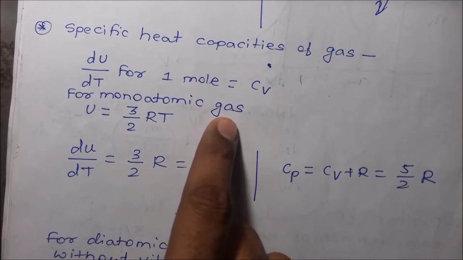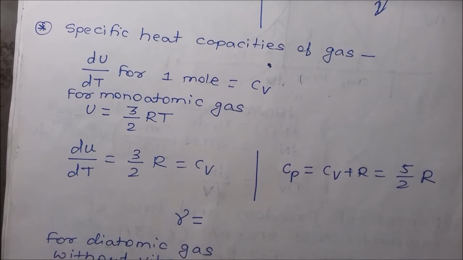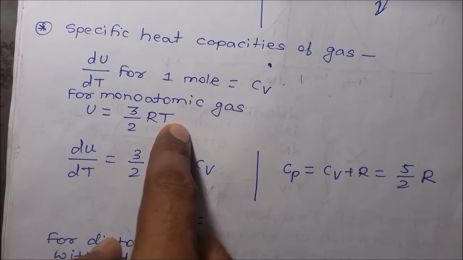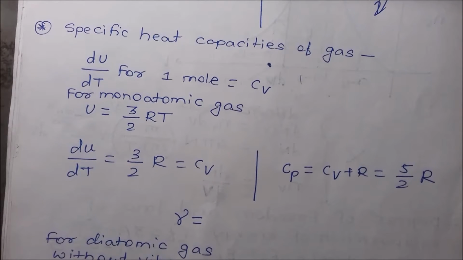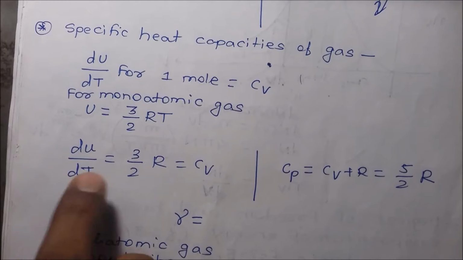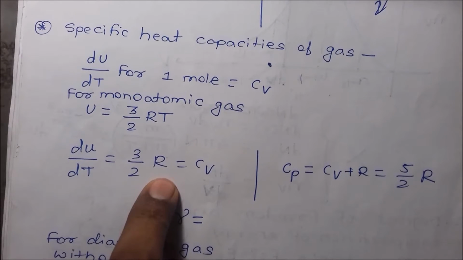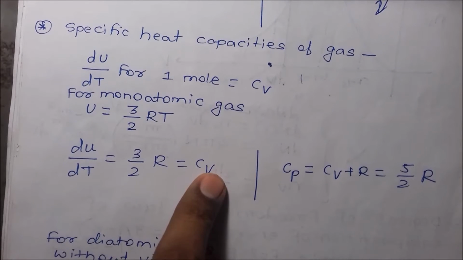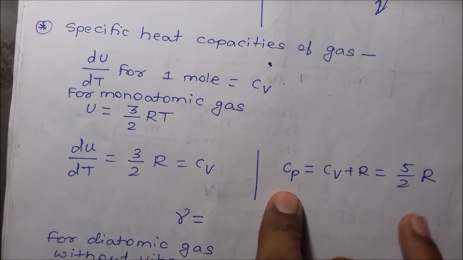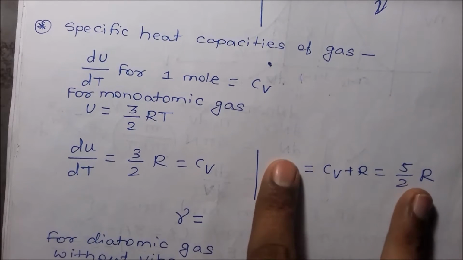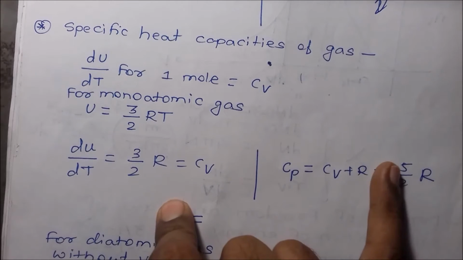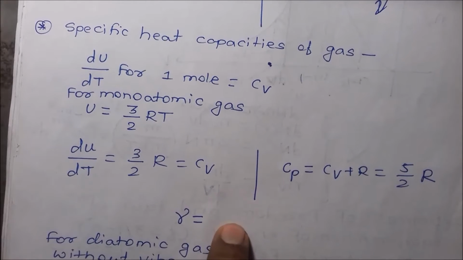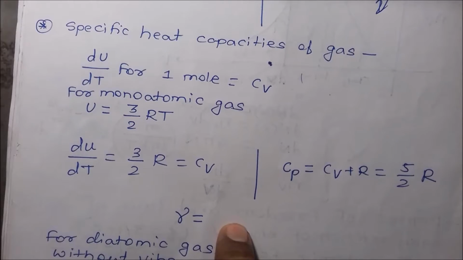For monoatomic, the energy of a single molecule is 3 by 2 kBT, the energy of one mole is 3 by 2 RT. So the derivative of this is Cv. Cv is 3 by 2 R and Cp is Cv plus R. So Cp becomes 5 by 2 R, Cp 5 by 2 R, Cv 3 by 2 R. So gamma, Cp by Cv, is 5 by 3.